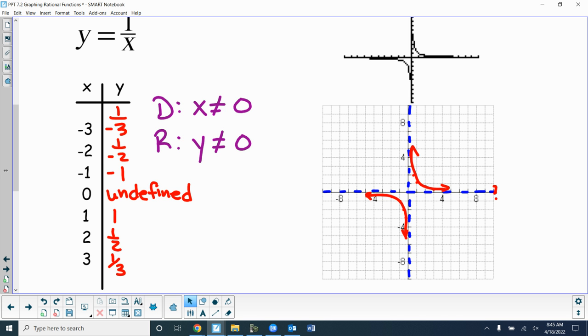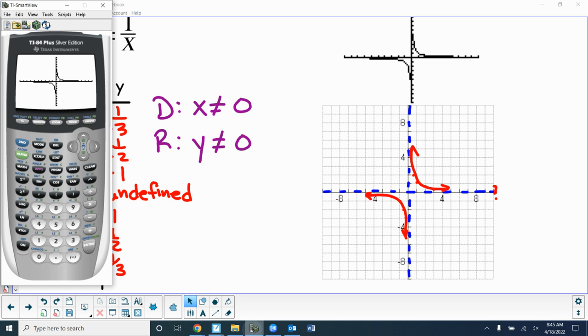And again, if you need a table of values, how do we get to our table? Second graph, right? Second graph will give us our table of values. At 0, there's that undefined one, right? So there's our -3, -1/3, -2, -1/2, -1, -1, and 1, 1, 2 1/2, 3, 1/3. So the same numbers we got, right? They just wrote it in decimal form. Okay? So far, so good? Okay.